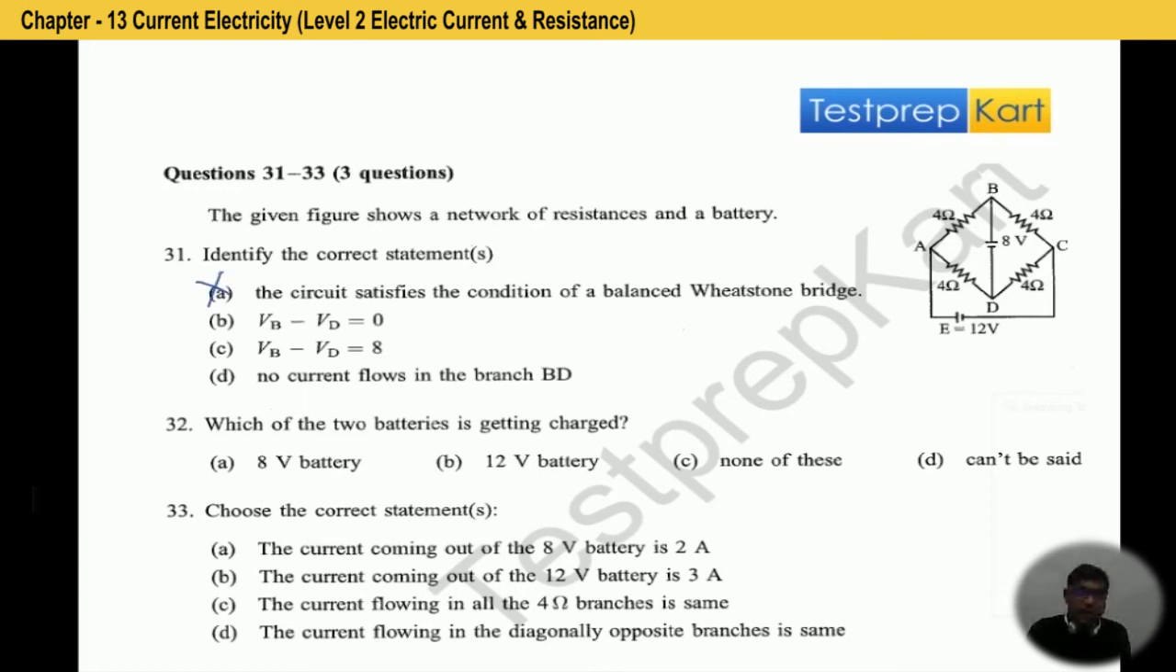Next, the potential difference between point P and point D. If we are connecting a fixed energy source or battery of 8 volt between terminals V and D, the potential difference would remain the same, equal to 8. So option C is correct for question number 31. Now for questions 32 and 33, we have to perform analysis. So let's look at this.